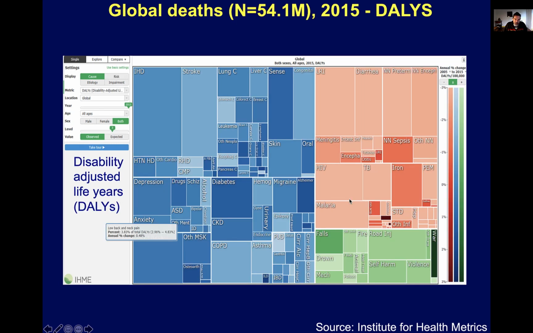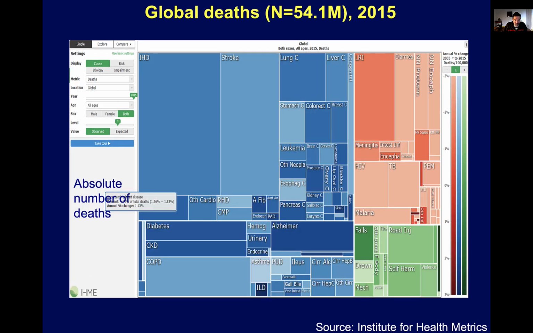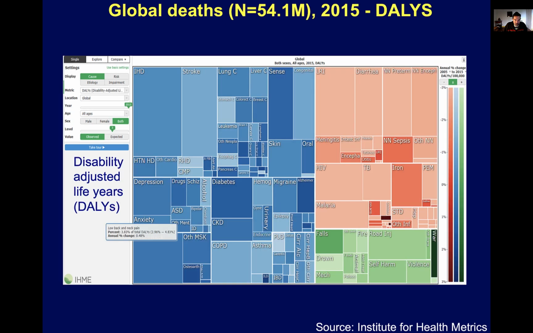You could also look at this same slide using, instead of the number of deaths, disability adjusted life years, and you see a slightly different picture here. I'm just going to snap back and forth so you can see the size of the reddish rectangle gets a bit bigger when you look at disability adjusted life years, and that is reflecting this contribution of infectious diseases not only to death but to disability throughout the lifespan.